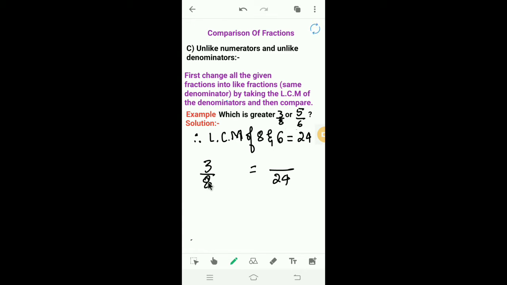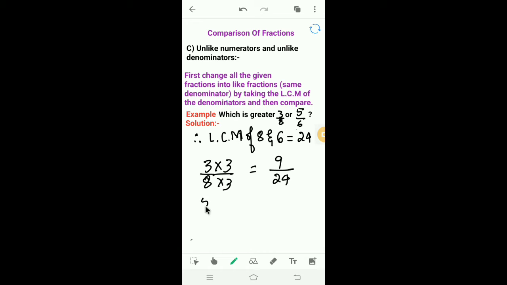So the first fraction is 3 by 8. Here how much should we multiply to 8 to get denominator as 24? We should multiply by 3. 8 3s are 24. So, we have to multiply numerator and denominator by 3. 3 3s are 9. 8 3s are 24.